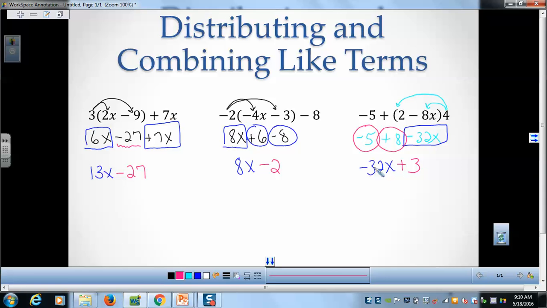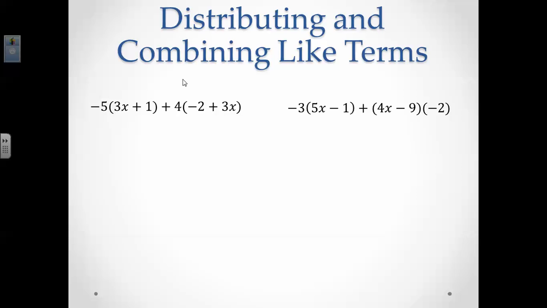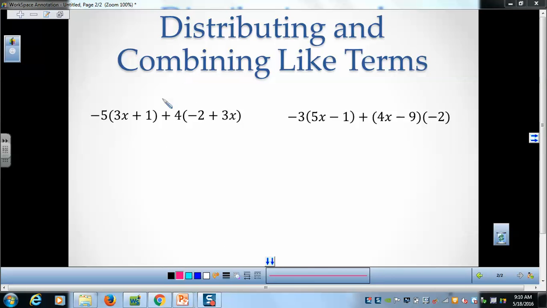Alright, so let's look at a couple more together before you do some on your own. What happens occasionally is that you may have multiple parentheses where you have to distribute, which is going to create even more pairs of like terms. So once again, we just go parenthesis by parenthesis.